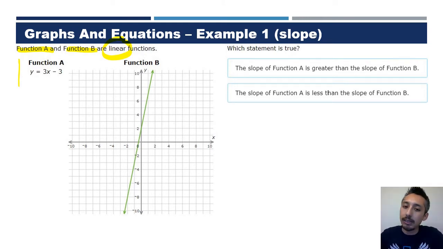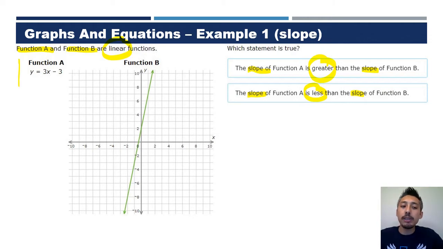The first thing that stands out to me is the word slope. So we're talking about the slope. So slope of function A. Okay, so we need to talk about the slope of function A right here. We're going to talk about that, and also the slope of this function, function B. And we're asking ourselves which one is greater, or in this case, which one is less. So is the slope of function A greater than the slope of function B? Or is the slope of function A less than the slope of function B? That's what we're trying to figure out.